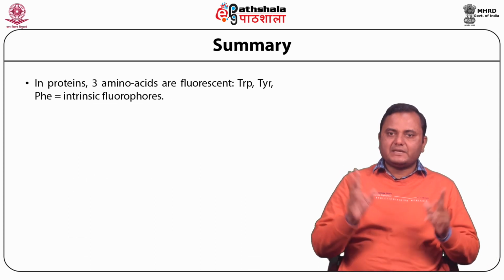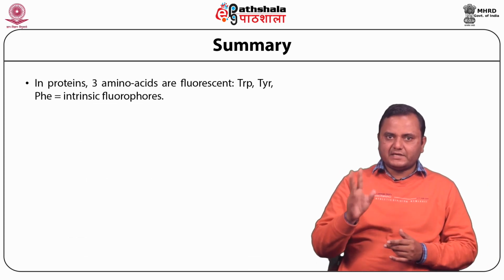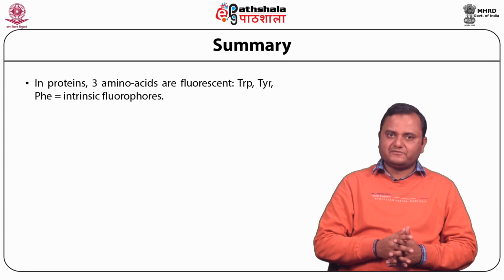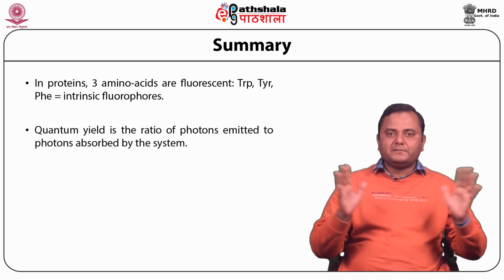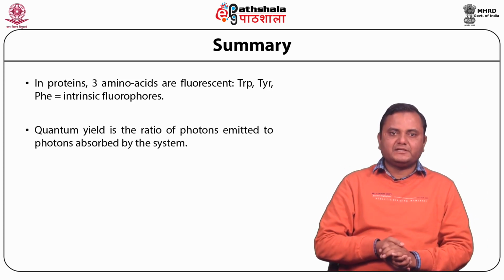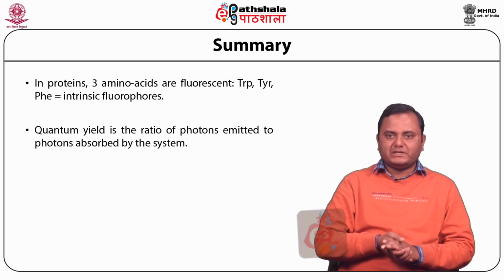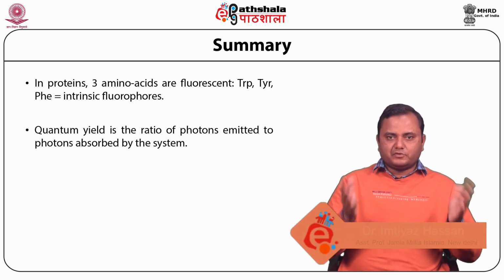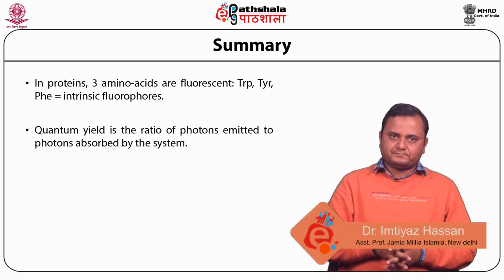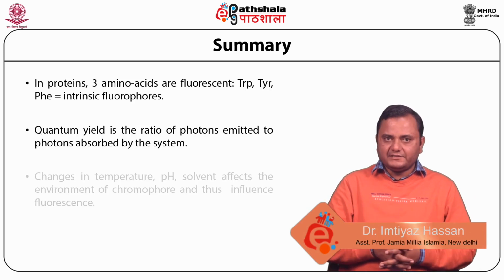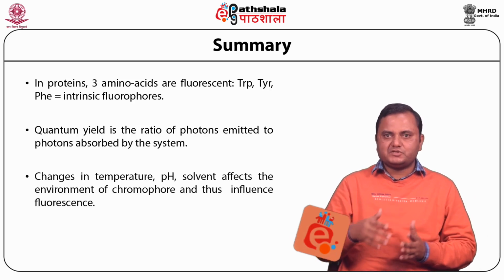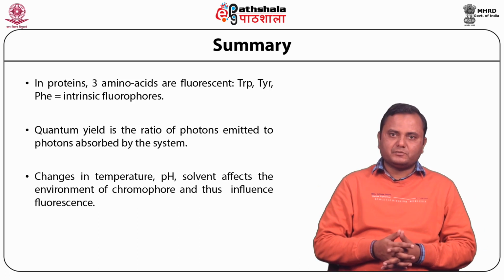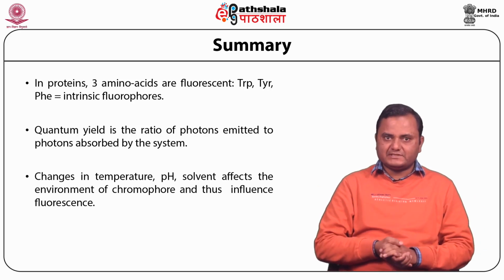In proteins, three amino acids, tryptophan, tyrosine, and phenylalanine, act as intrinsic fluorophores, and quantum yield is the ratio of photons emitted to photons absorbed by the system. And finally, changes in temperature, pH, and solvent affect the environment of the chromophore and thus influence the fluorescence.